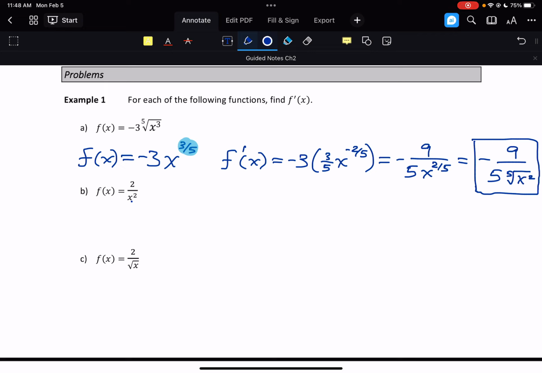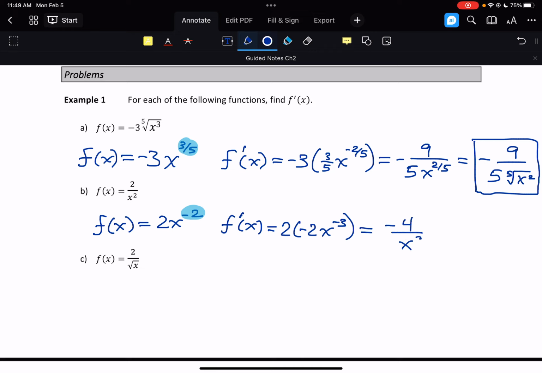For one like the second one here, we have another rational function. So let's rewrite this. We have 2x to the negative 2. So to get f prime, we're going to bring down the negative 2. So it's 2 times negative 2x, and we're going to subtract 1. So it's going to be negative 3. So we get a negative 4 over x cubed.